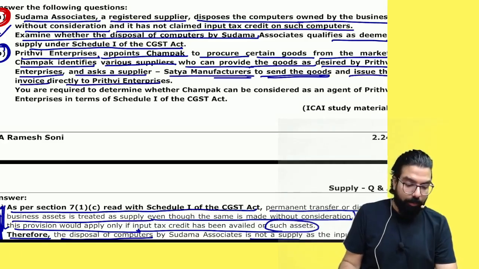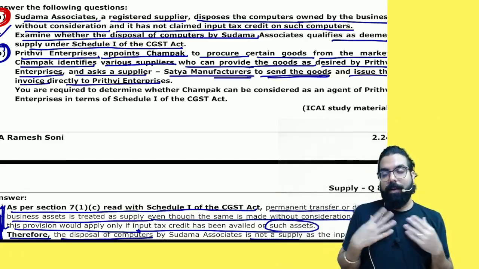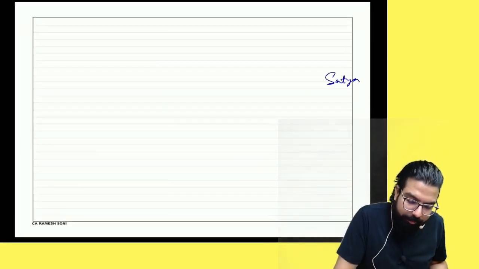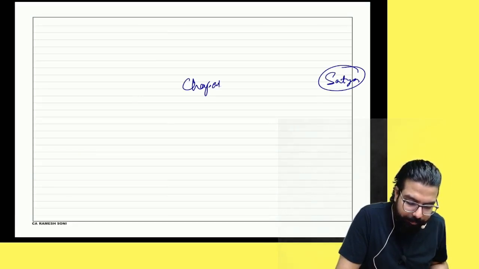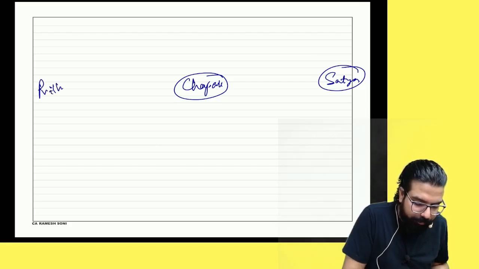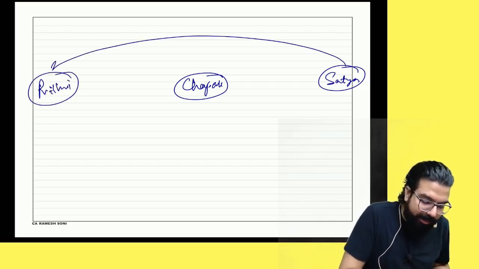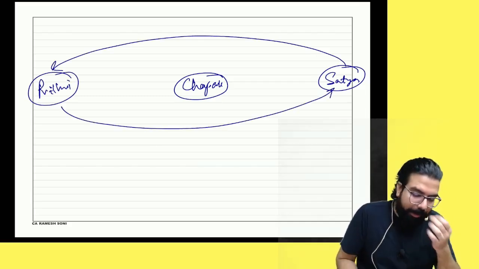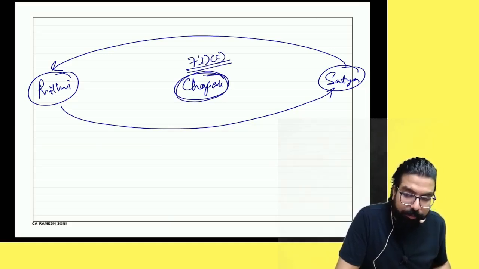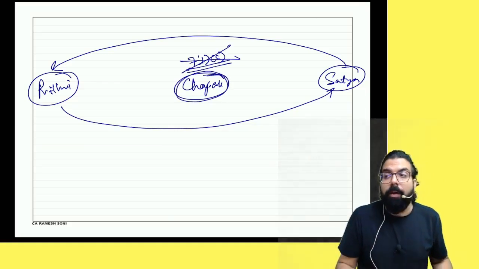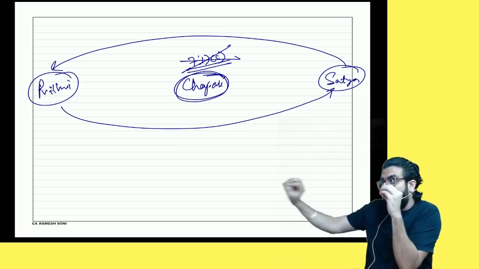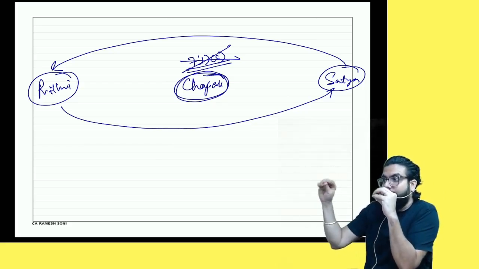People, I am Champak. Here it is. Satya. This is Champak. And this is Prithvi. Now listen. He gave the invoice directly. He is going to make the payment directly. My question is, who am I? Am I an agent as per 7(1)(c)? Yes or no? Why no? The buying invoice is not in my name. If the buying invoice was in my name and I am sending the goods further to the principal, then will it be a supply? Okay.